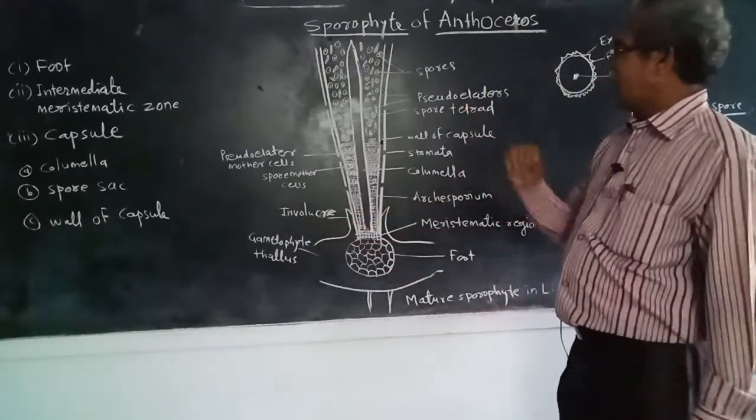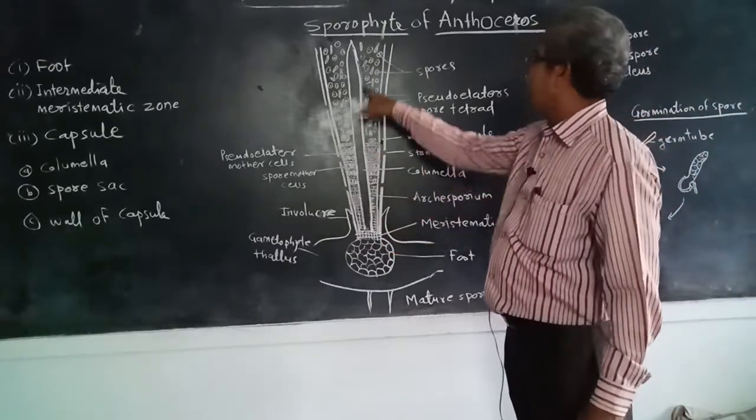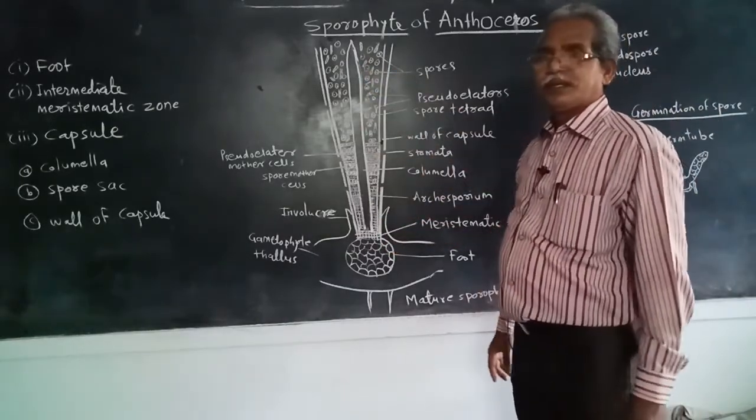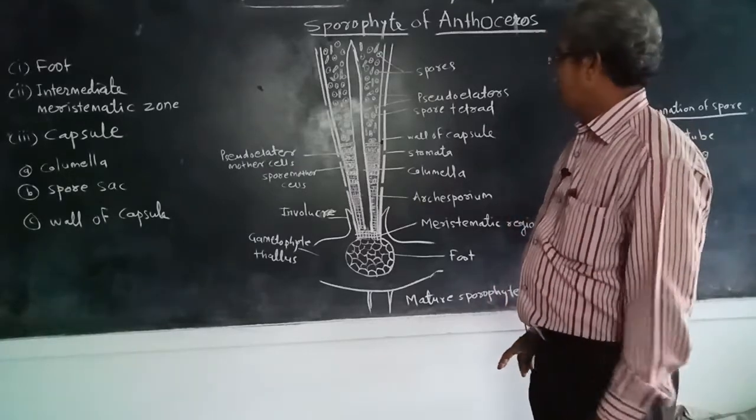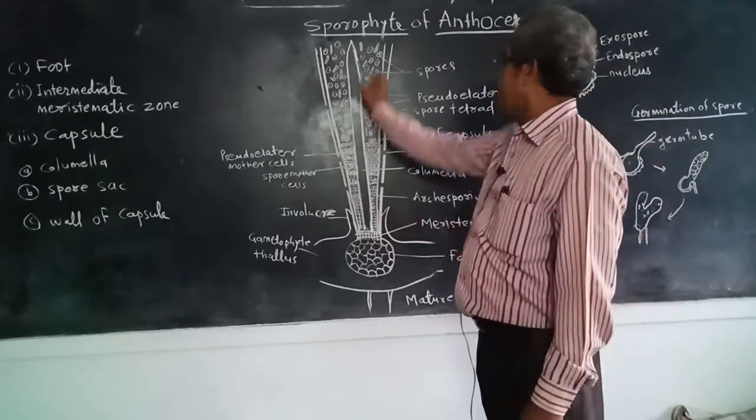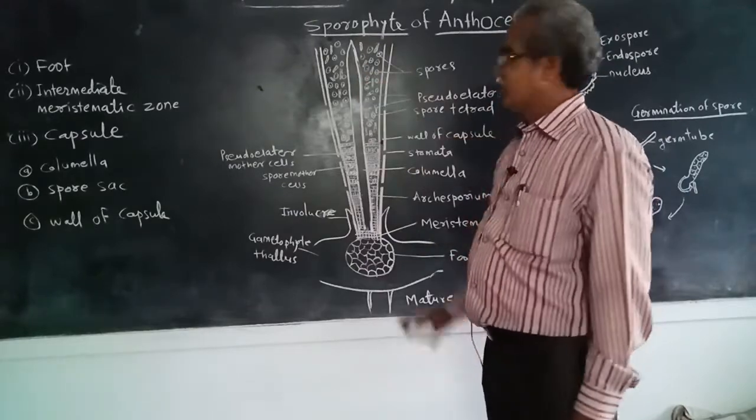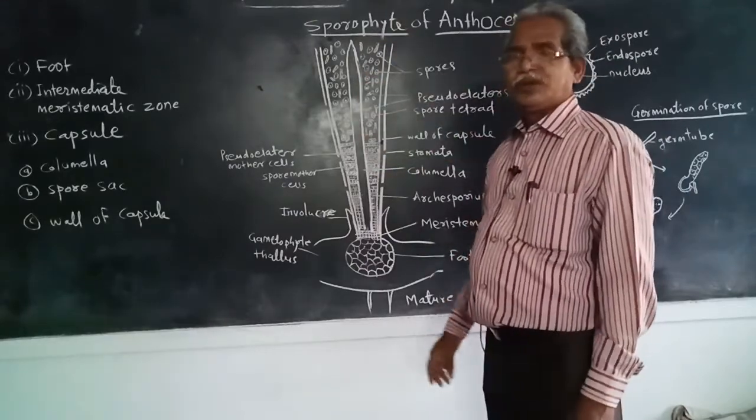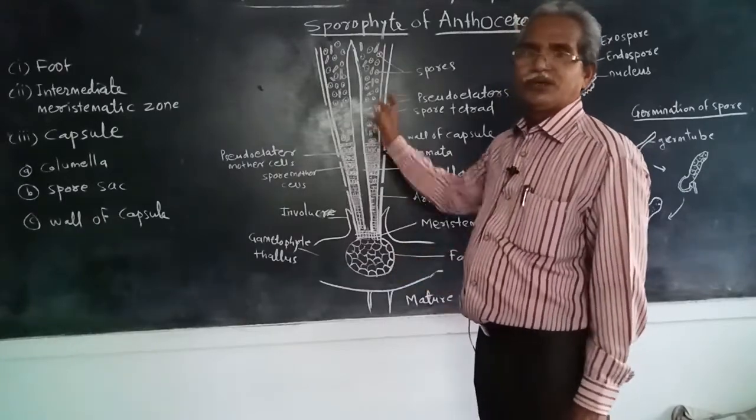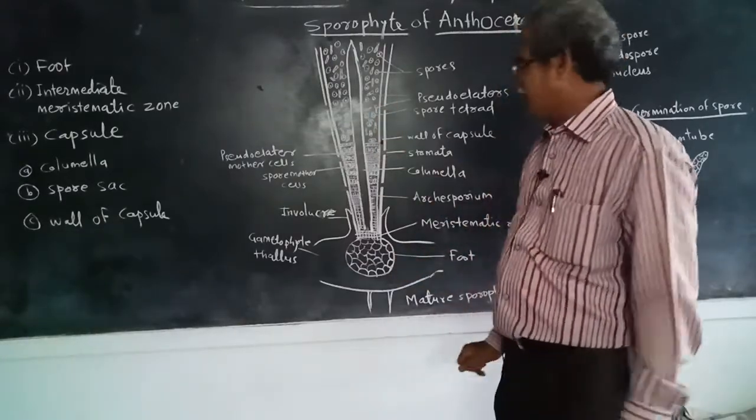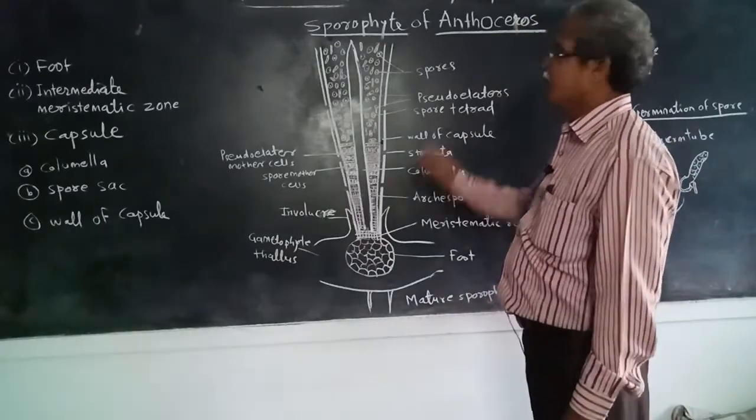The columella is the central sterile part consisting of parenchymatous cells, and it gives mechanical support to the capsule, and also acts as a conductive tissue for minerals, water, and food material.